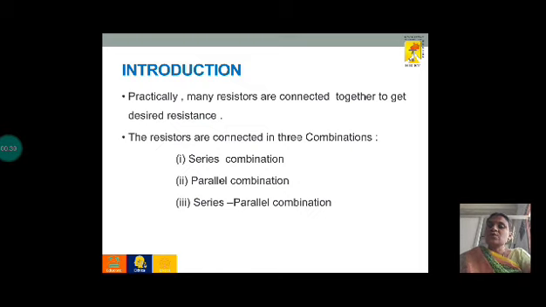Practically, we have to connect many resistors in order to get a desired resistance value for the desired applications. The resistance can be connected in three combinations. First one is series combination, then parallel combination, or series parallel combination.